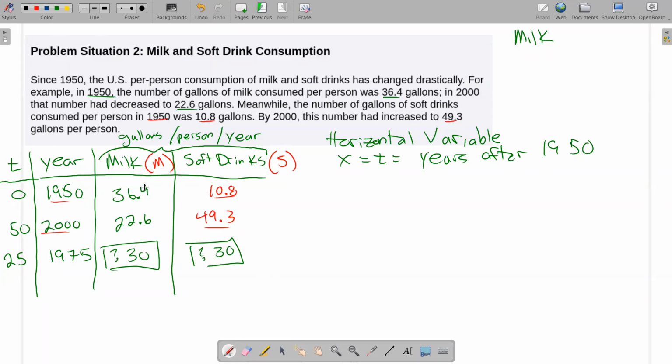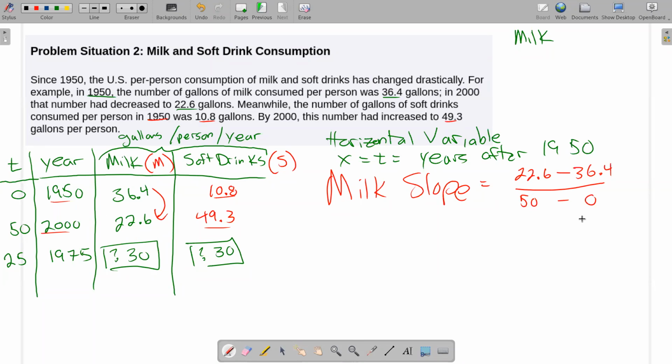Well, for the milk equation, I would have to find the slope. Slope, remember, is the rise over the run. So I have to figure out, well, what's that rise there? Now here it's a drop. So to show that drop, I would write 22.6, the future amount, minus the past amount, 36.4. 22.6 goes with the 50, so the 50 has to go under it, minus 0.